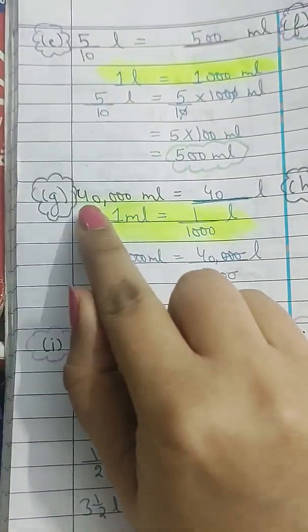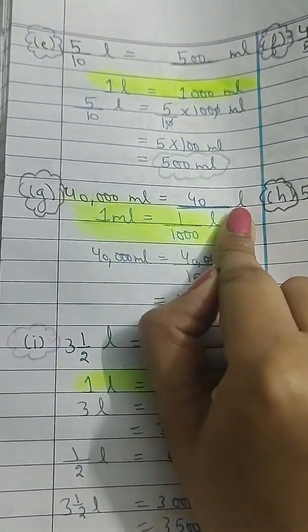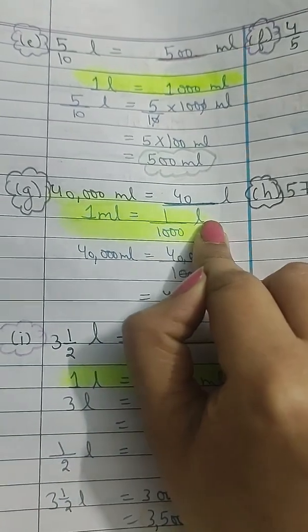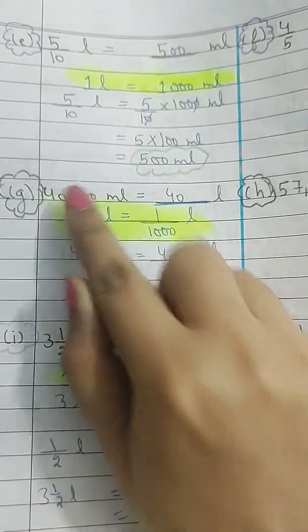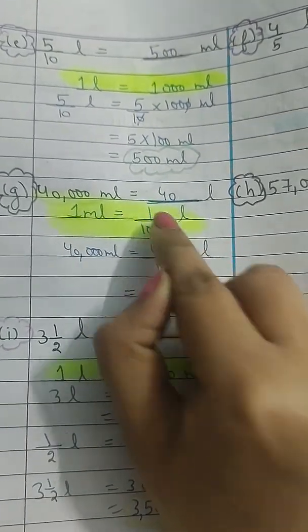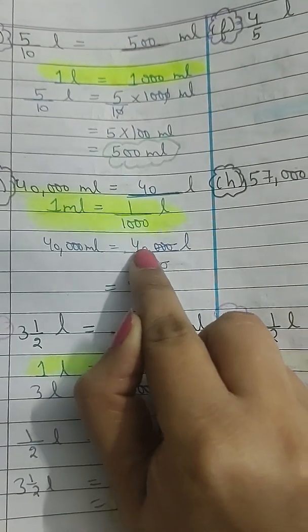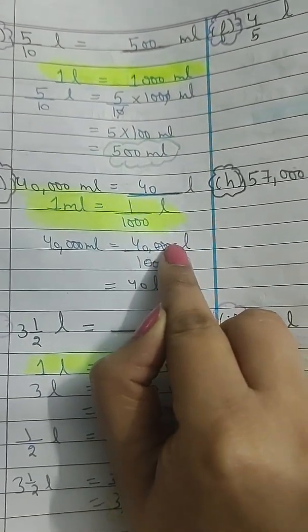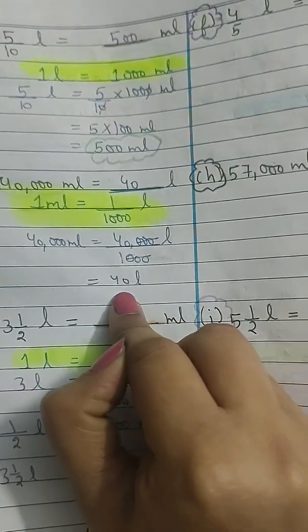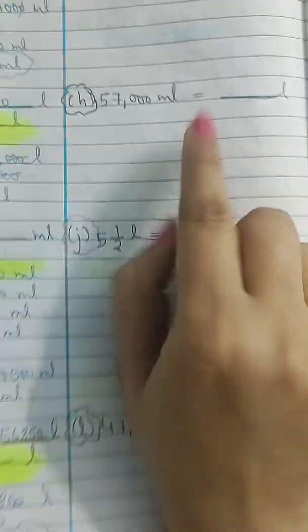Then you have 40,000 milliliter to liter. Now we are going from smaller to bigger. So 1 milliliter is equal to 1 upon 1000 liters. Again you write the formula. This 40,000 you write here, and this 1000 you write in the denominator. 30 will cut 30 and 10 will be left. From behind you always have to cut. So 40 will be left. So it will be 40 liters. Here I have given you homework for the same type of question.